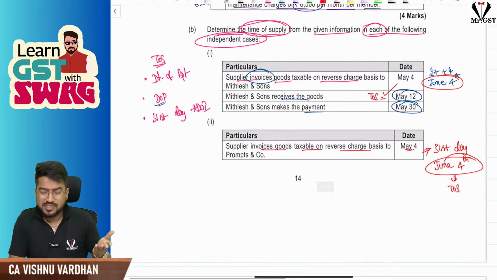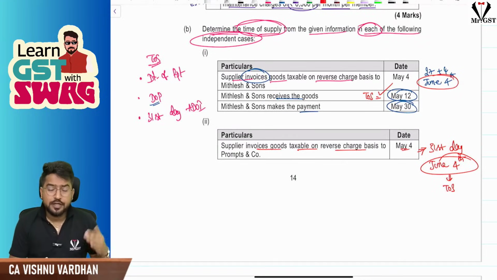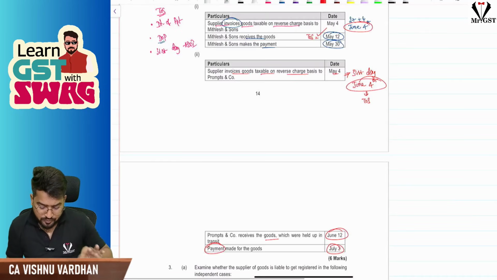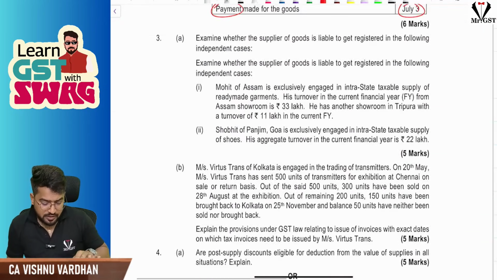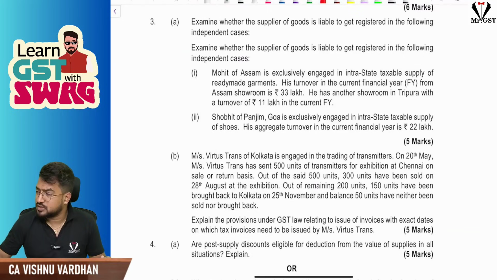Hope you remember the provision, the simple one, section 12 subsection 3: date of receipt of goods or date of payment or 31st day from the date of invoice. Understand, the amendment is there only in section 13 subsection 3, not in 12 subsection 3. Please be very careful. Right, let us move on to the next question, the third question.